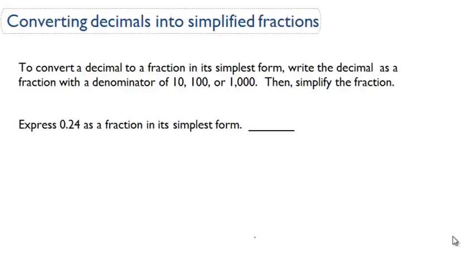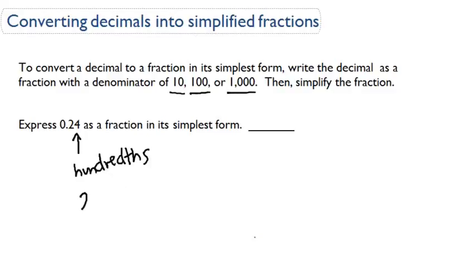Okay, converting decimals into simplified fractions. To convert a decimal to a fraction in its simplest form, write the decimal as a fraction with a denominator of 10, 100, or 1000. This depends on the place value. Then simplify the fraction. So we want to look at the digit in the last place value. We always look at the last digit. This is the hundredths place value, so I'm going to use 100 as my denominator.